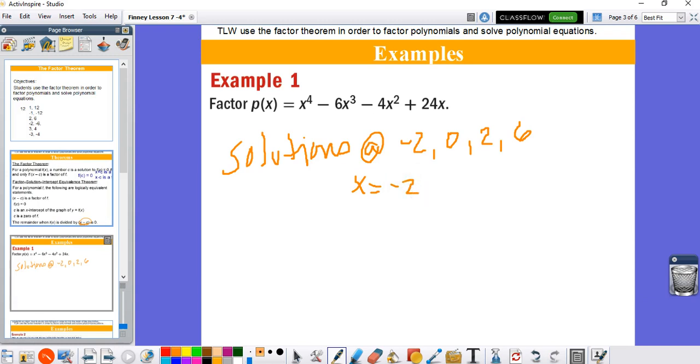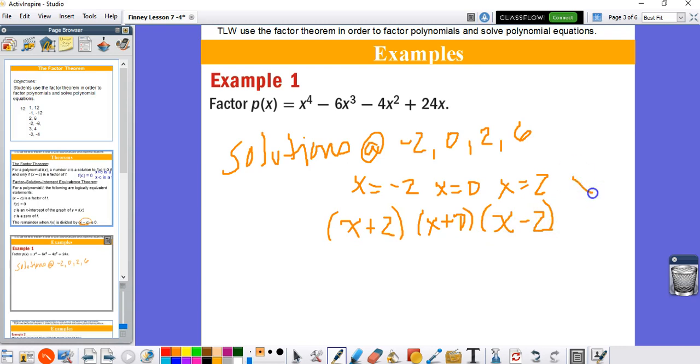Well, if that's x equals -2, above that it said x plus 2. True? And here it says x equals 0, so above that it said x plus 0, or just x. Here it says x equals +2, so above that it had x minus 2. Here it says x equals 6, so above that the factor was x minus 6.